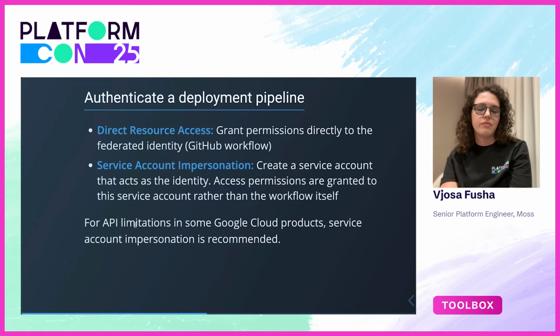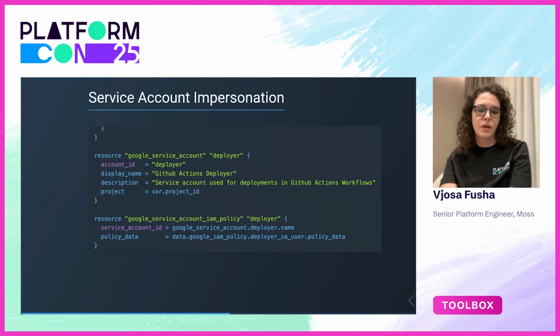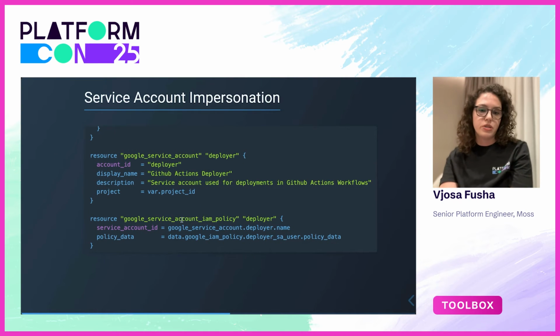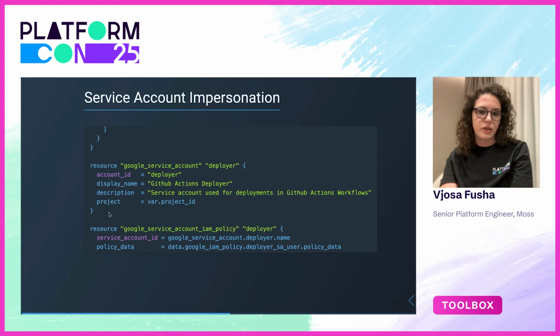Some of the Google Cloud products have API limitations, and service account impersonation is recommended. And in this example, I'll be showing service account impersonation. So how do we do that? Well, we first need the service account that I just called deployer.